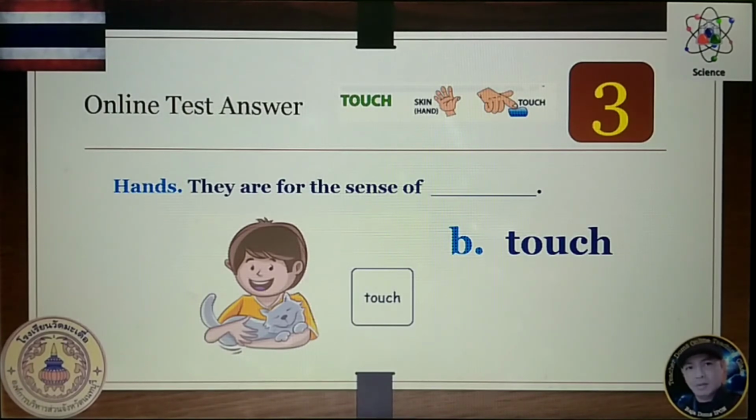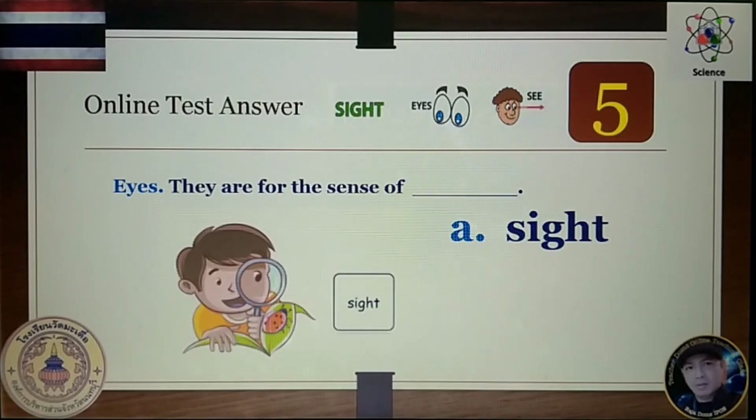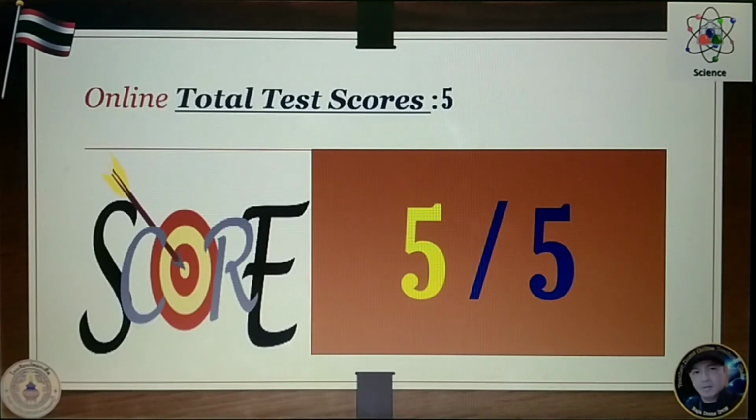Online test answer number 3. Hands, therefore the sense of B, touch. Online test answer number 4. Nose, it is for the sense of D, smell. Online test answer number 5. Eyes, they are for the sense of A, sight. What is your score? Online total test score: 5.